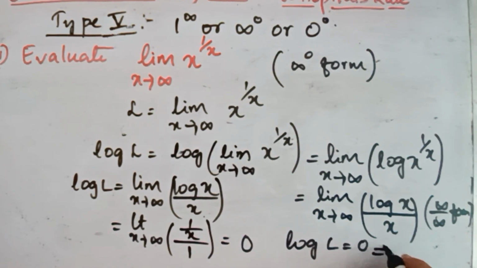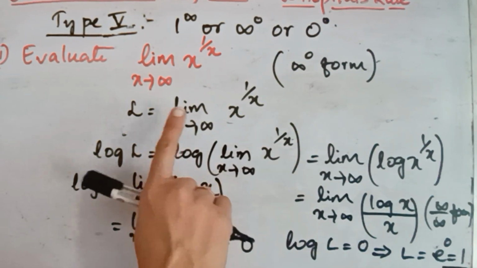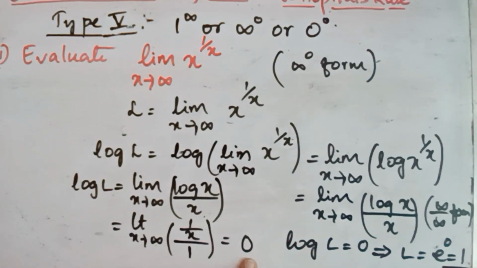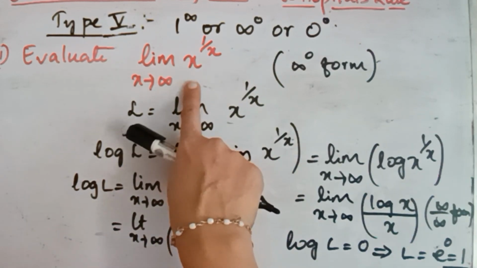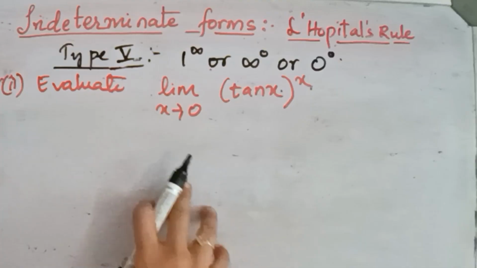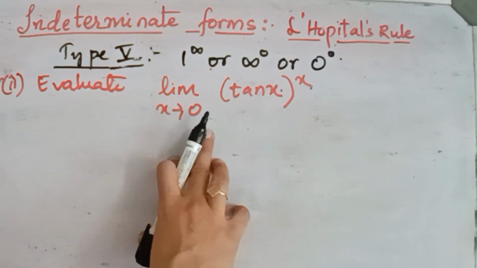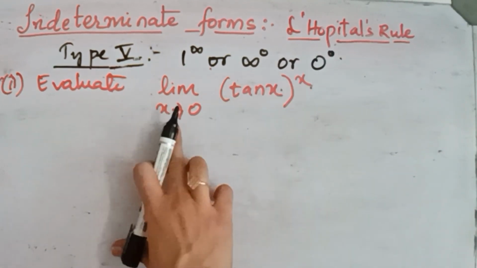This implies L equal to e to the power 0. The inverse of log function is exponential, e power 0. So that gives you the value 1. Therefore, the value of this limit equal to 1. Don't write it as 0. Don't stop here, because on the left hand side we have the expression log L. So log L equal to 0 implies L equal to e power 0, which is nothing but 1. So value of this limit equal to 1. Now see the next problem, evaluate limit of tan x to the power x as x tends to 0.